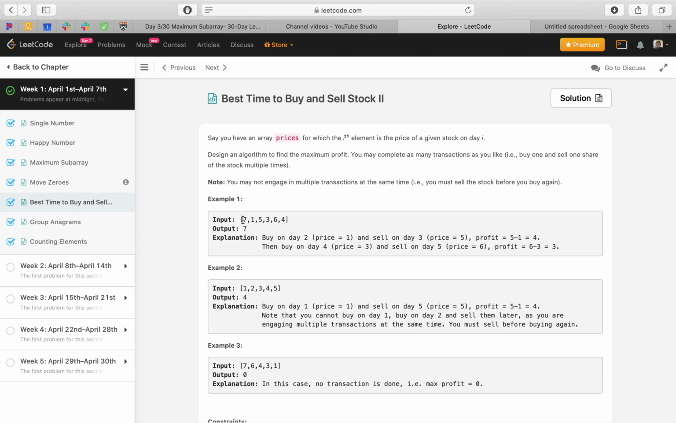So if this is the stock's price, 7 1 5 3 6 4, you want to output 7. Buy on day 2 and sell on day 3, which is 5 minus 1, you get 4. Buy on day 4 and sell on day 5, 6 minus 3.